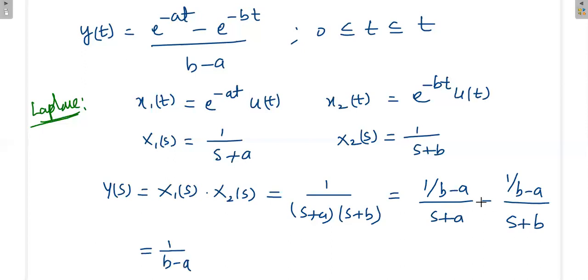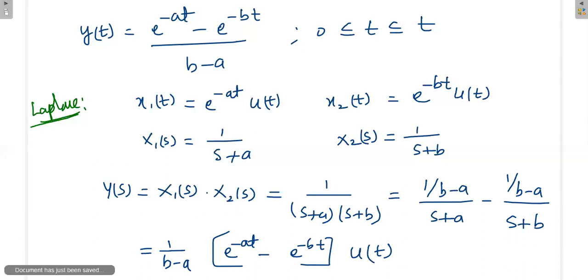Then what is the inverse Laplace transform of 1 by s plus a? That is e power minus at u of t. And then what is the inverse Laplace transform of this one? E power minus bt u of t. Again we know that u of t is valid from 0 to infinite, and t could be anything. So finally we got the same answer. y of t is equal to 1 by b minus a, e power minus at minus e power minus bt, into u of t.